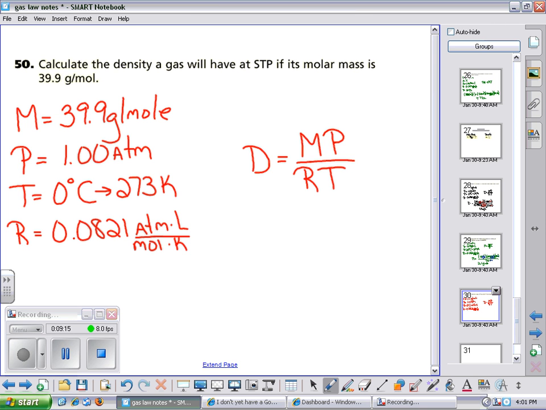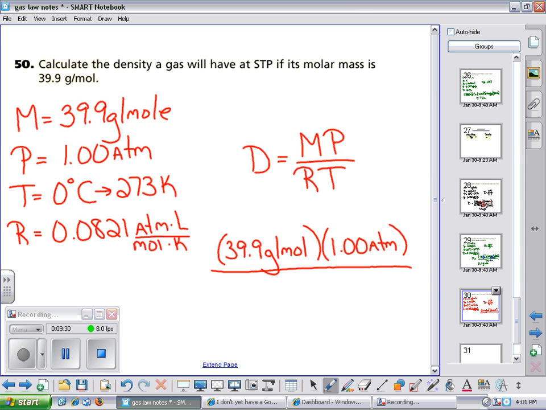We know all of this, so we'll plug it in. So 39.9 grams per mole. Pressure, 1 atmosphere. You can use those other pressure units when it's standard, I just like 1. 0.0821. If you use a different pressure unit, then you'll use a different R value, but I'm using atmospheres in my problem. And then we need the temperature, which is 273 Kelvin.